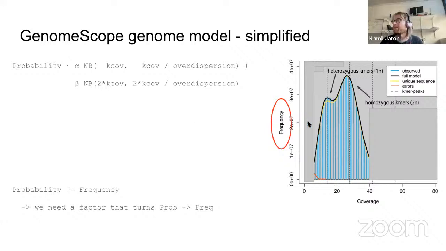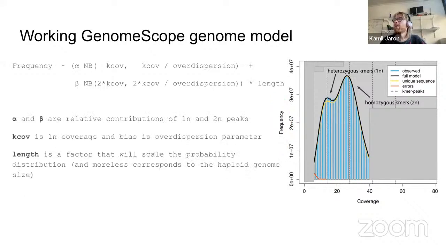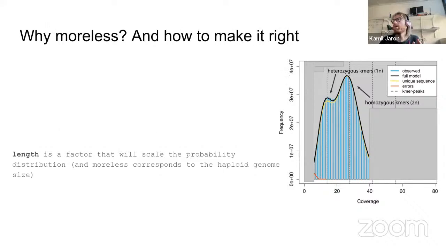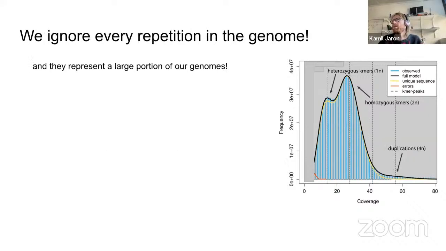So that obviously will not work because what we're actually modeling is the frequency, not probability. We would have to normalize it if we wanted to do that. But we also are interested in genome length, so we couldn't just get rid of the absolute values. So what we will actually do is model it as a frequency and just multiply it by another factor, which will be the length of the genome. Okay. So it's getting complicated, but not out of hand, right? So length is a factor that will scale the probability distribution, and more or less will correspond to the haploid genome size. So we ignore every repetition in the genome for now. That's fine. And they represent a large portion.